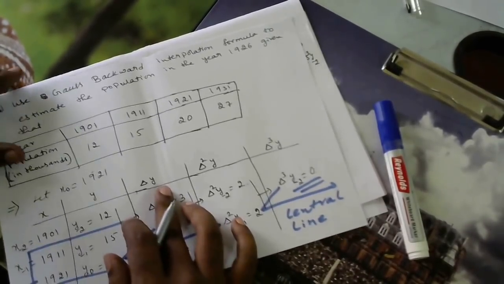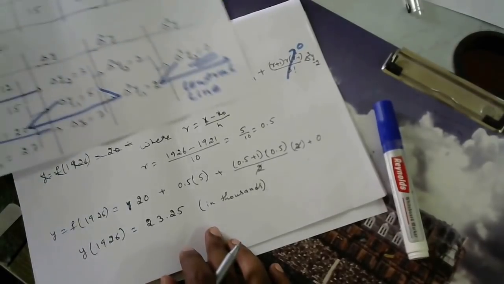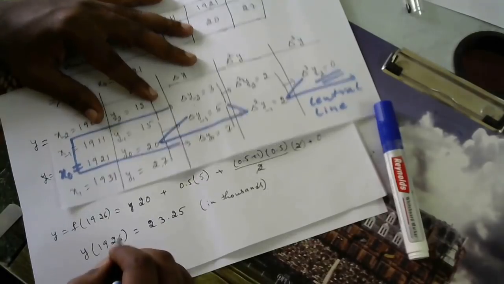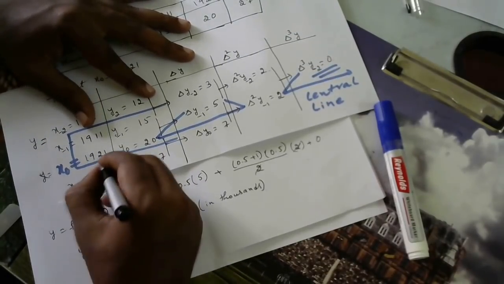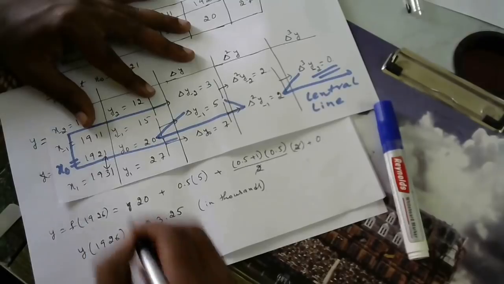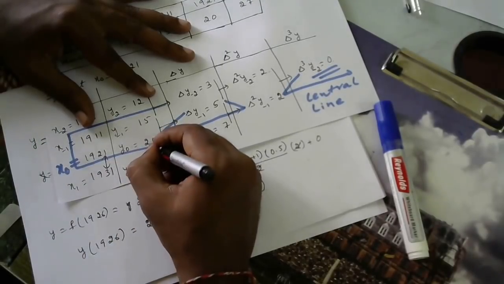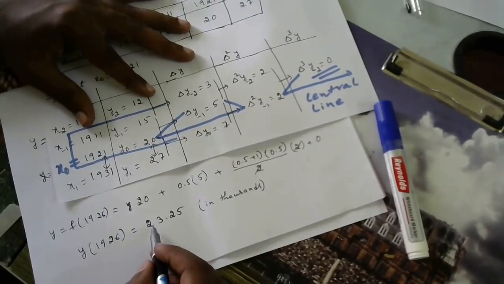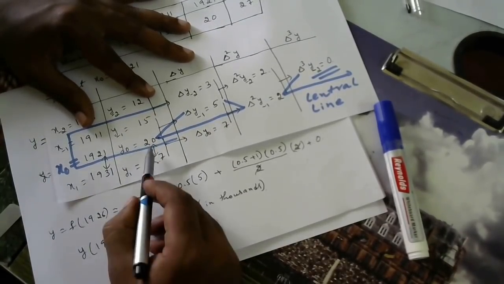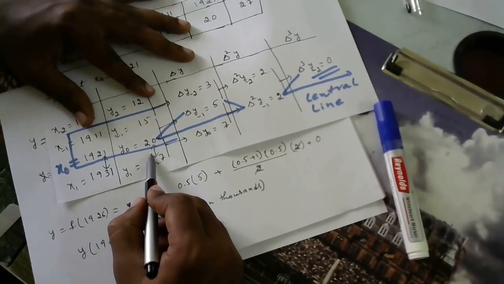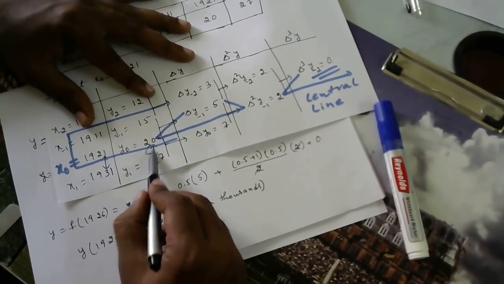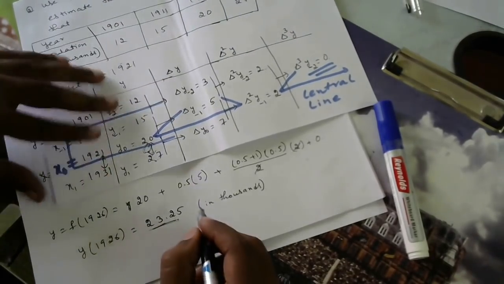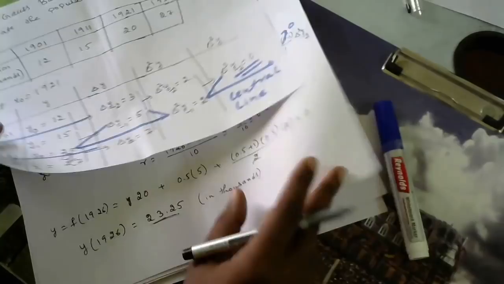So here, for 1926 to be found out, it lies between these two, 20 and 27. So in between you will get the value. So how much do you get? 23.25. It comes in between 20 and 27. So your answer is almost correct. So next problem.